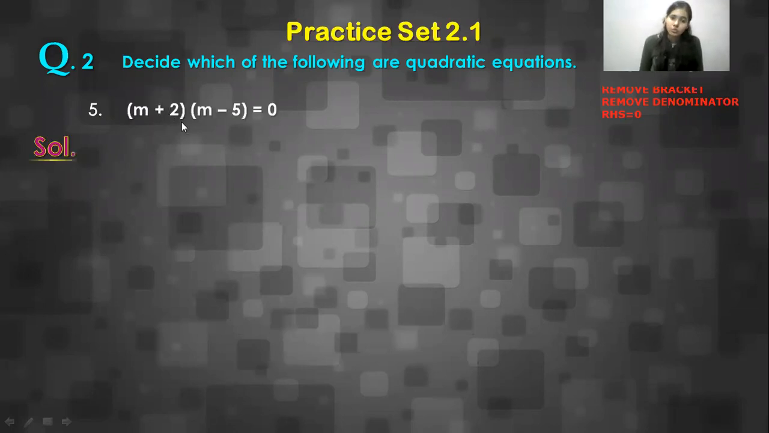m plus 2 in the first bracket is getting multiplied with m minus 5 is equal to 0. So what is to be done here? Can you see we have no denominators, ours is also 0. Which means only one thing is to be done, which is opening the brackets. Do you know how to open these brackets?